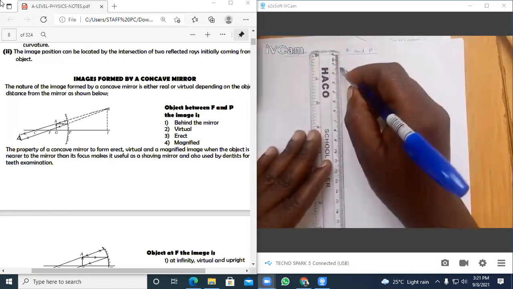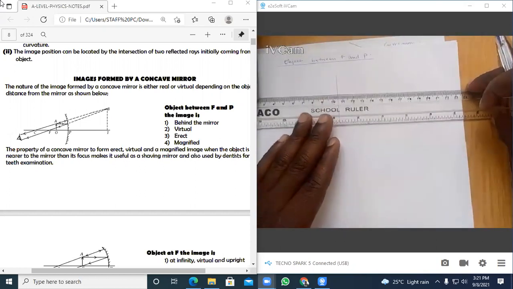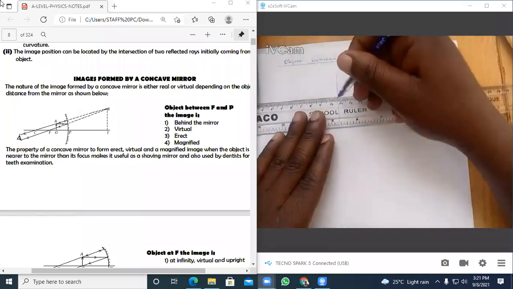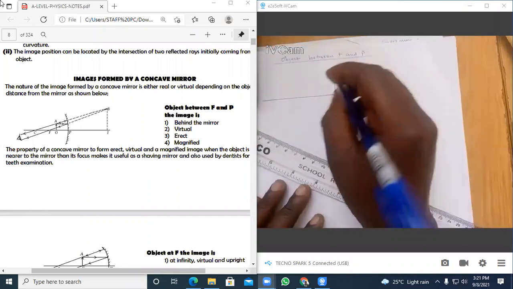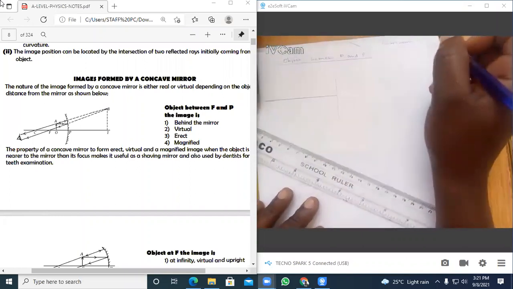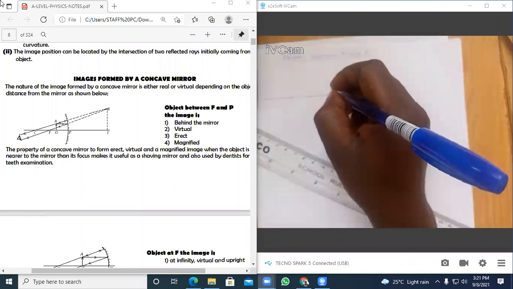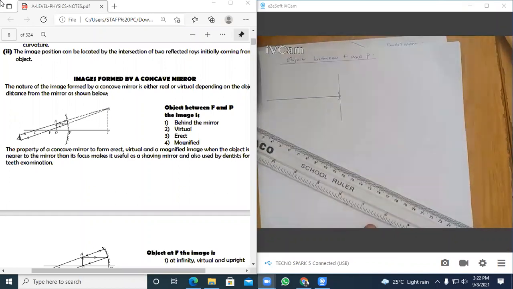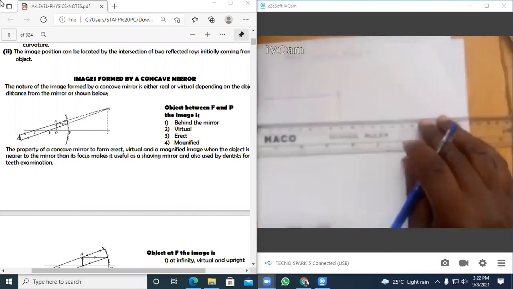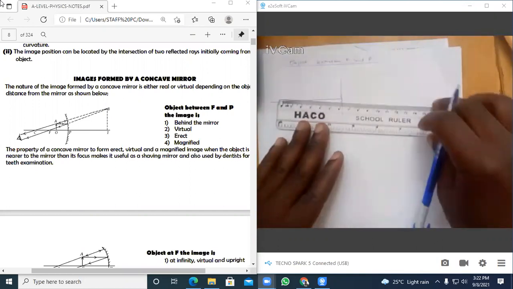You draw your 1 meter. First of all, you draw this line to illustrate where your pole will be, and then you draw the principal axis into that. So at this point here, remember we are looking at a concave mirror. So you do this. Draw that. Okay. Then afterwards, we are going to put the center of curvature and the principal focus.